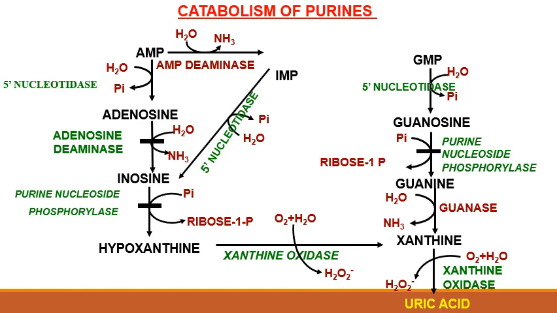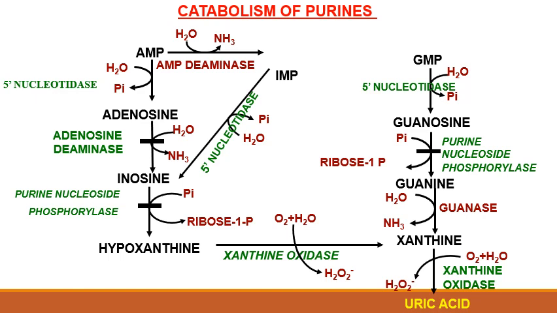Now, what is the pathway for guanosine monophosphate? Guanosine monophosphate is first acted upon by 5' nucleotidase to form guanosine. Guanosine is then acted upon by the nucleoside phosphorylase to form guanine. Guanine is acted upon by the enzyme guanase to form xanthine, and xanthine is then acted upon by xanthine oxidase to form uric acid. So the two purines, adenosine monophosphate and guanosine monophosphate, are finally converted to uric acid.